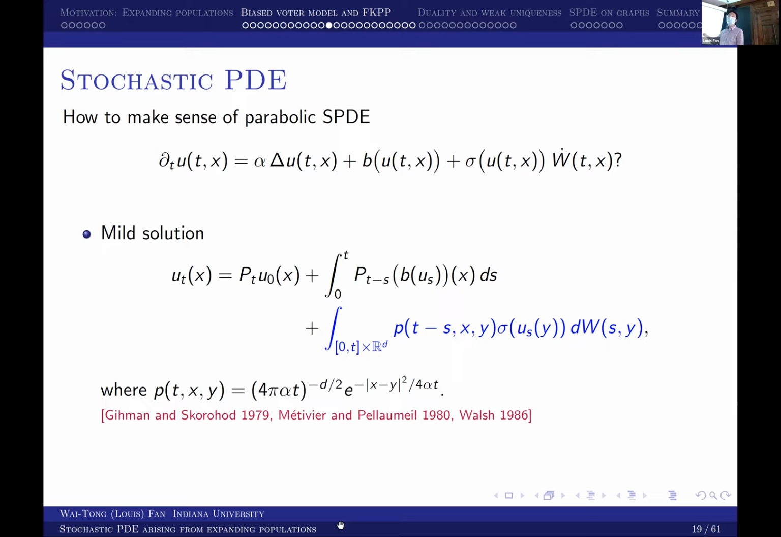And we can make sense of this because we can make sense of stochastic integration. We can make sense of it using the blue part here. The blue part is the integration with respect to space-time white noise, which we can make sense of. This is how we make this equation rigorous, one way to make it rigorous.